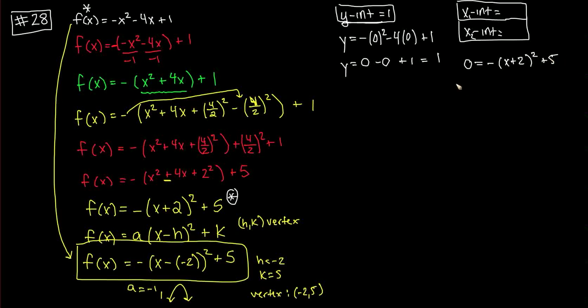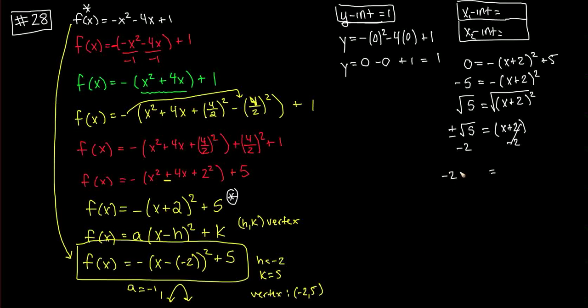Solve this equation by subtracting 5 from both sides. So minus 5 equals. Now we want to get the squared quantity by itself, so we multiply both sides by -1. That gives us this. Then we take the square root of both sides, and we say plus or minus the square root of 5 is equal to x plus 2, and we subtract 2 from both sides. That leaves us with -2 plus or minus the square root of 5, and that's x. So those are your x-intercepts: -2 plus the square root of 5 and -2 minus the square root of 5. Those are the two.